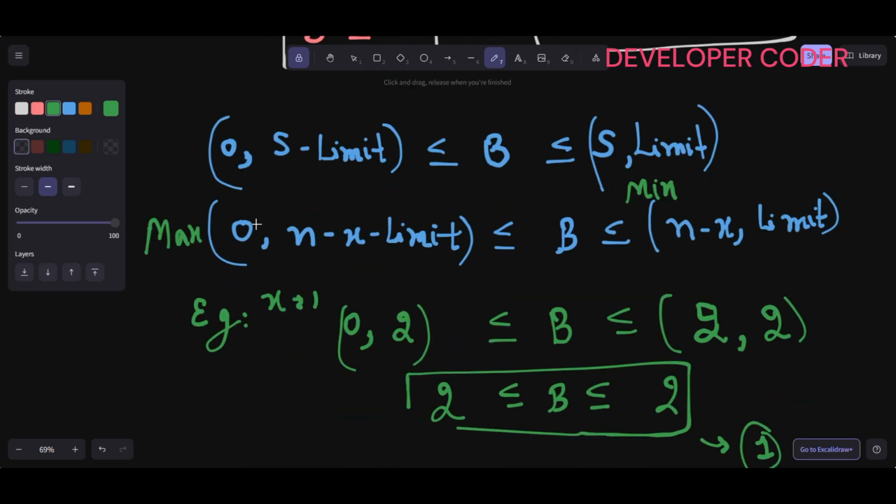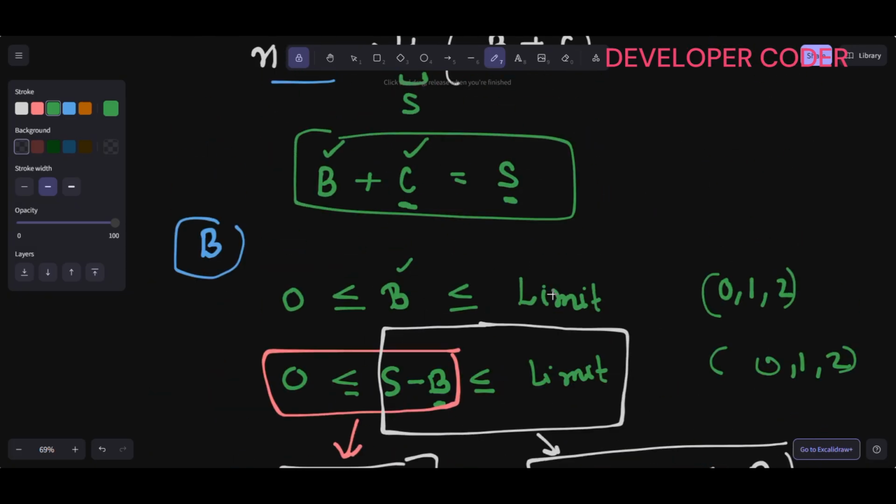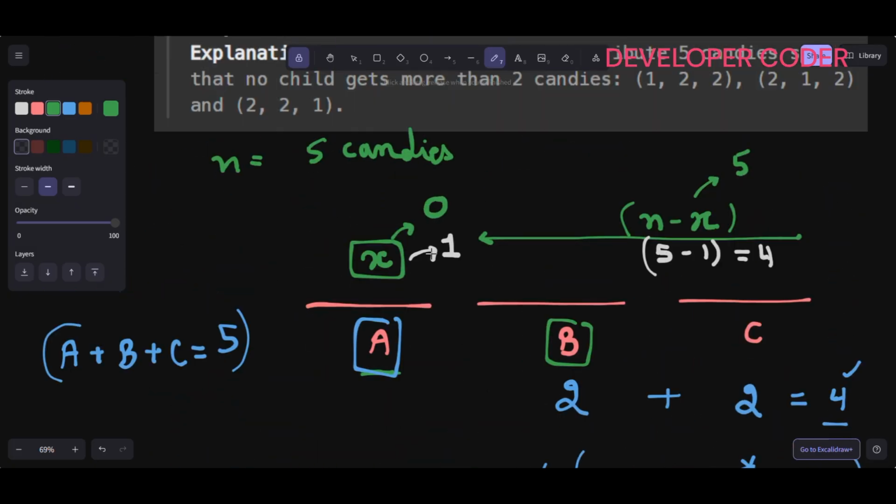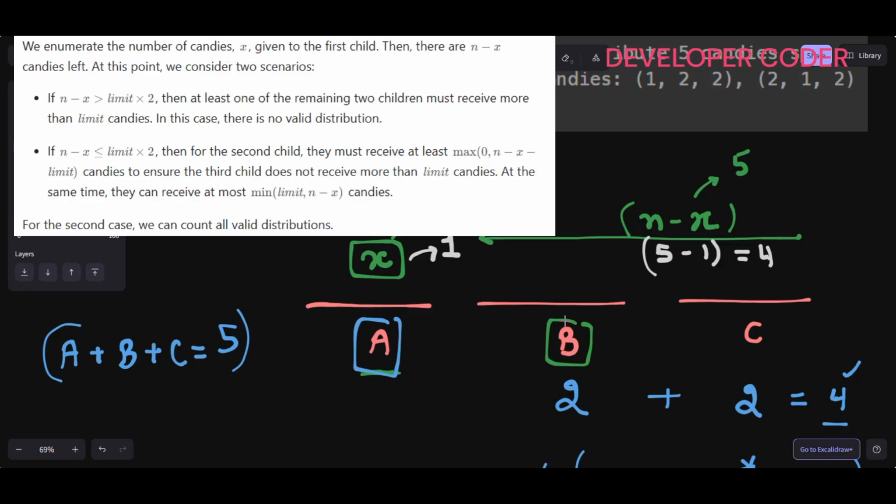Okay, so now here why am I writing this max and min? This is your next question. If I am fixing this x equal to 1 here, then for this I have to decide something, right? I have to fill this.